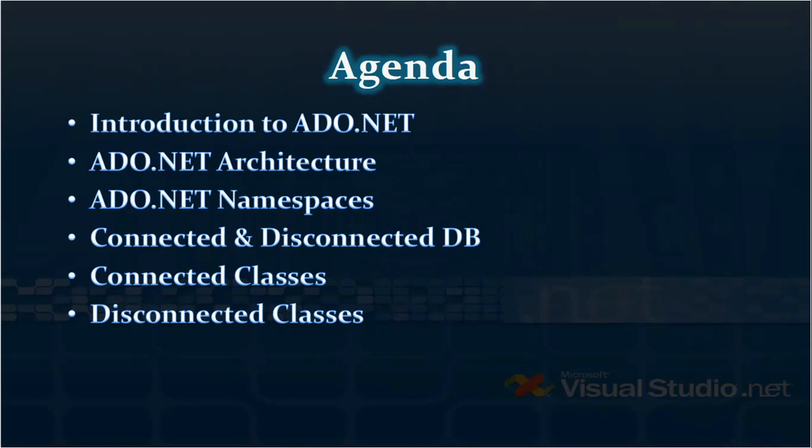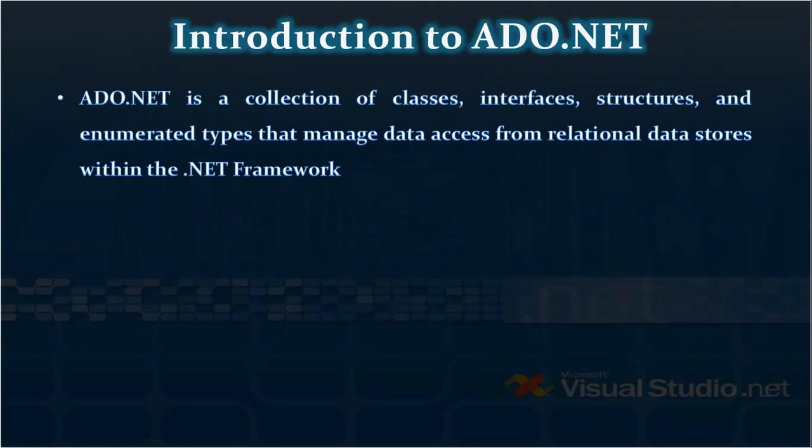Now let's jump into the technical part of ADO.NET. What is ADO.NET? It is a collection of classes, interfaces, structures, and enumerated types. It's a collection of everything possible in programming. I'm not going to go into detail on what the classes and interfaces are, just think of it as a collection of class, interface, structure, and enumeration together. This collection manages data access from RDBMS, in other words, your relational databases within the .NET framework.